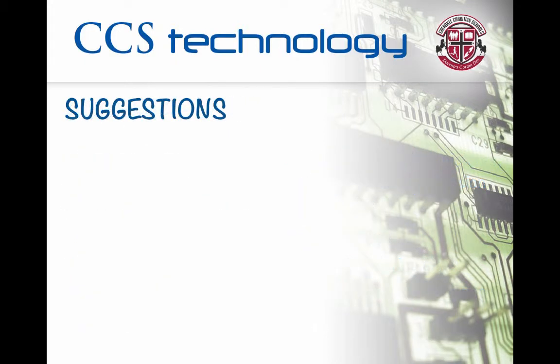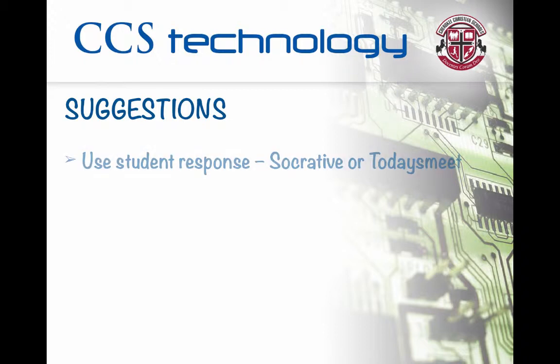So now let me give you some suggestions for ways you can use technology. One quick way is as a student response system. There's an app called Socrative. There's another one called Today's Meet. These are ways that you can have students respond in class. You can ask a question, they can instantly answer. You can check and see if they understand things. You can get comments. These are some great apps that you can use.